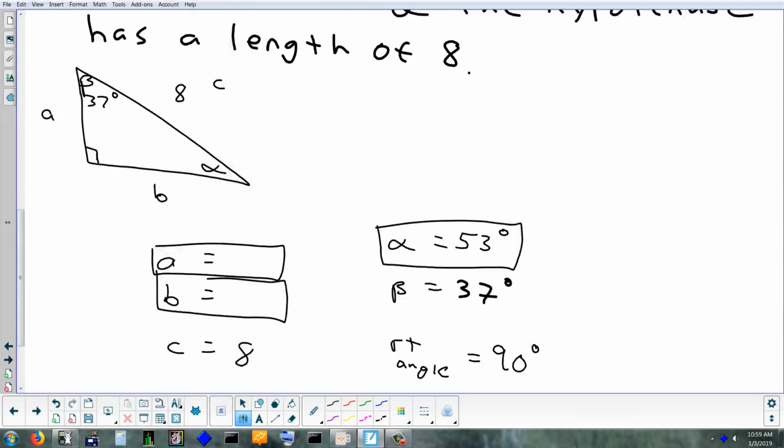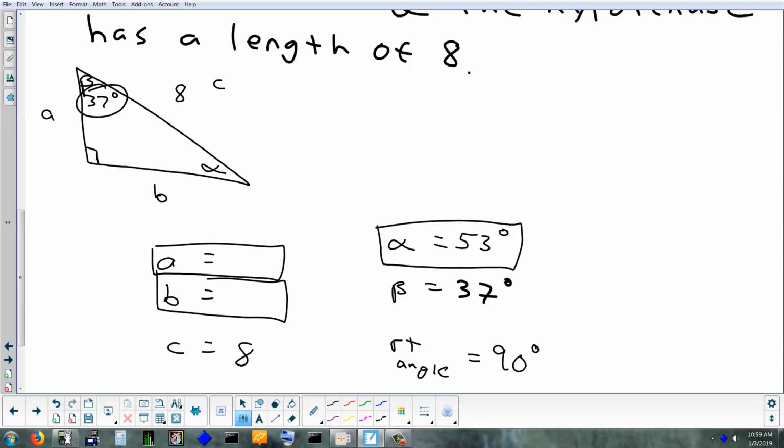Now, to find A and B, you have a choice. You can use the 53 and view everything from that perspective, or you can do it from the perspective of the 37. If done correctly, you get the same answer both ways. But which one do you think is a safer choice? The 37. Why? Because you already know that one's right because they gave it to me. If I use the 53 and I made a mistake, then everything I use it for is going to come out wrong. So let's stick with the 37.